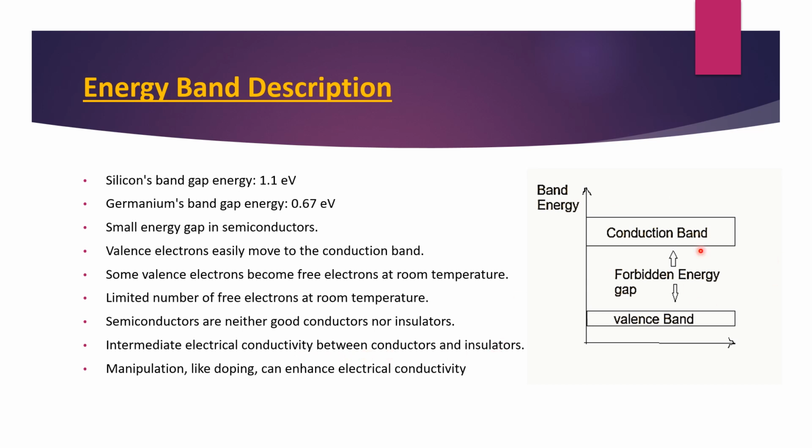And how can we enhance the conductivity of a semiconductor? By a process called doping. And what is doping? By doping we make n type and p type, that we'll see in the next lecture. So yes, this was all about semiconductors, silicon and germanium.